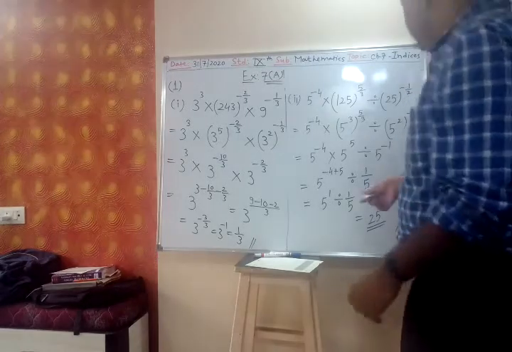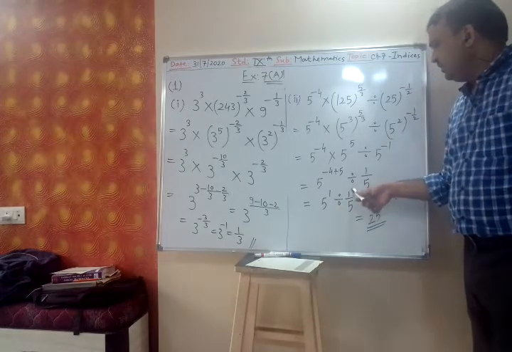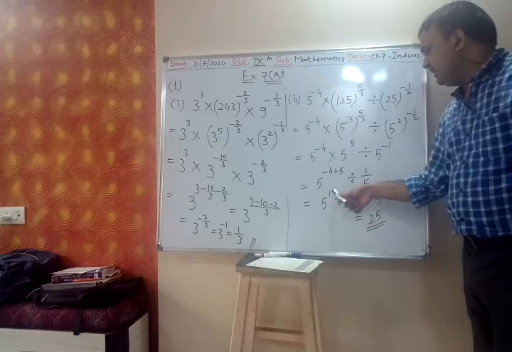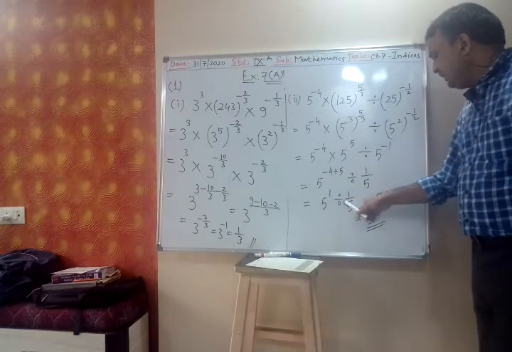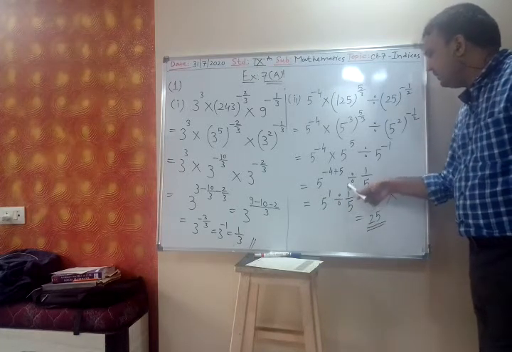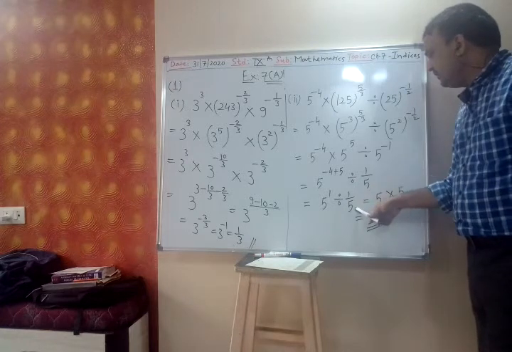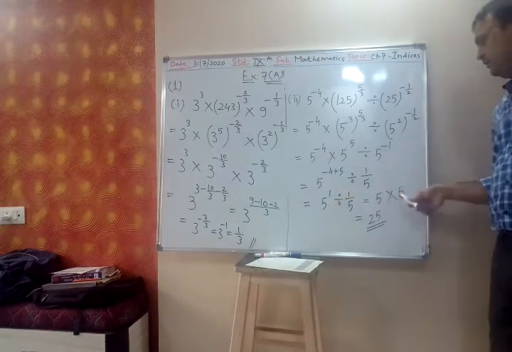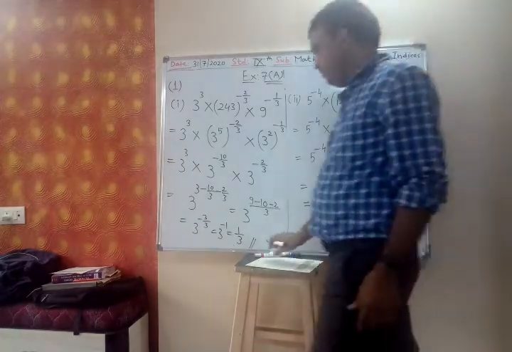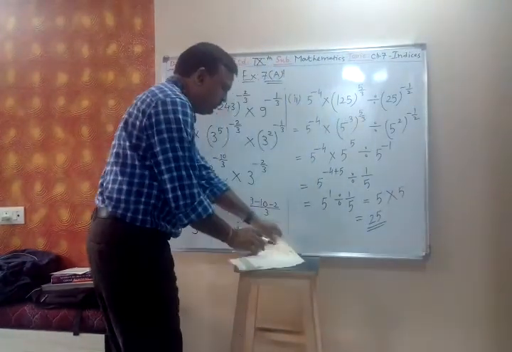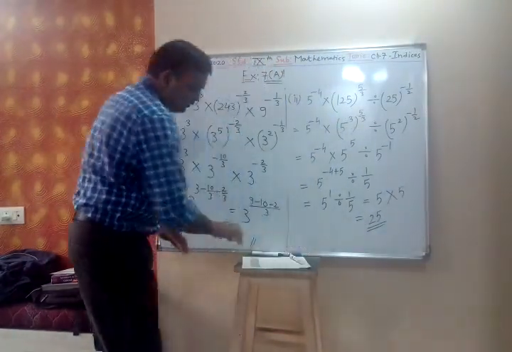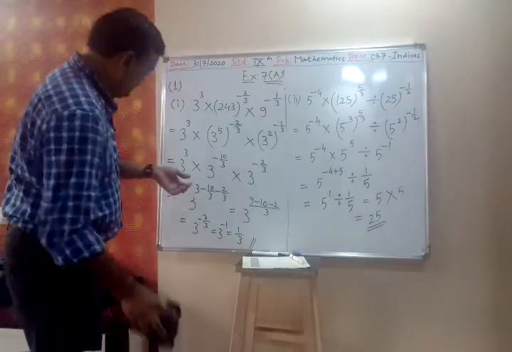Because it is divided by 1 by 5, no? Divide by 1 by 5, division I can convert into multiplication by taking the reciprocal of the second, 1 by 5. What is the reciprocal of 1 by 5? 5. So 5 into 5 is 25. Understood? Yes.